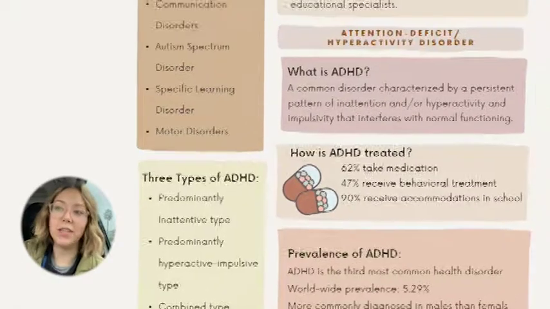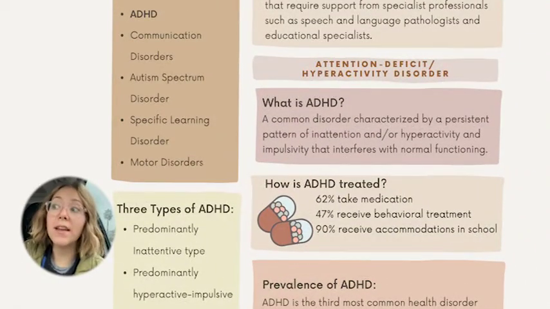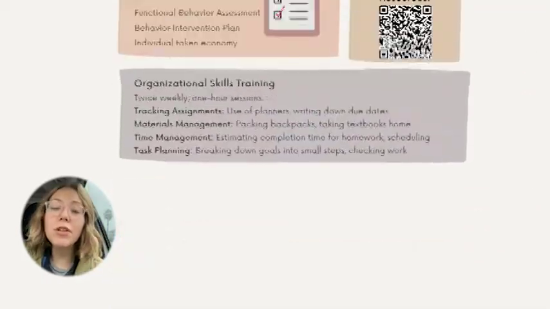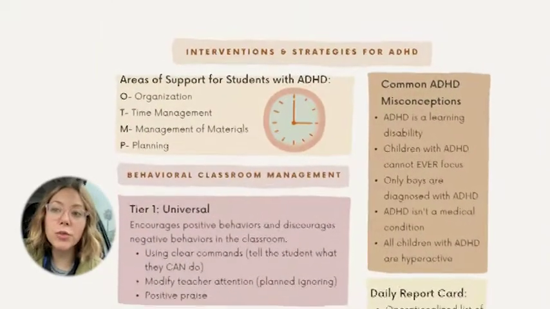How do we treat ADHD? It can be treated with medicine, behavioral treatments, or accommodations within the school setting. And what is actually really encouraging is that 62% of children are receiving medication and 47% have been receiving behavioral support. So as a whole, 90% of children with ADHD are receiving accommodations of some sort, such as daily report cards, using clear commands. We looked at a few areas of support for children with ADHD.